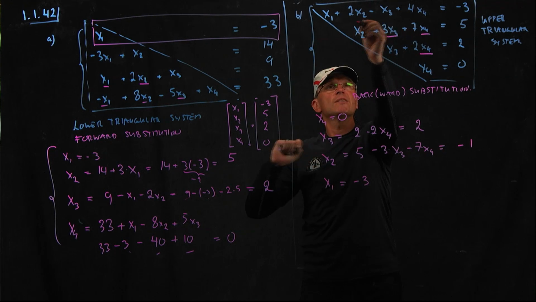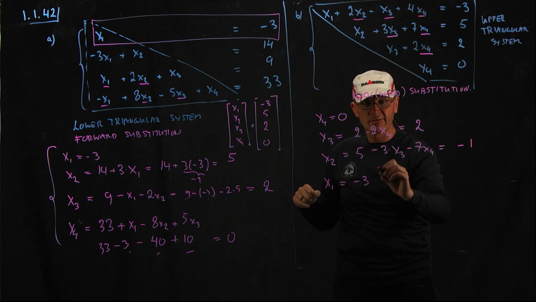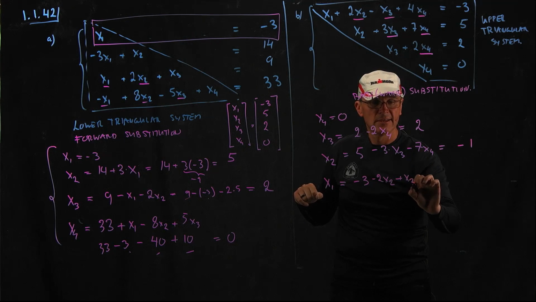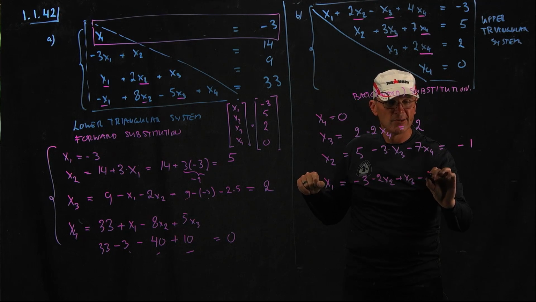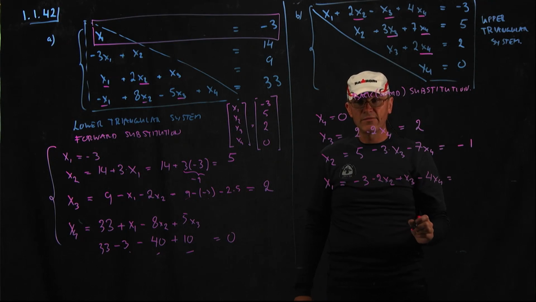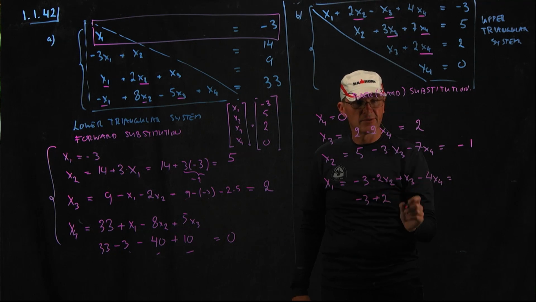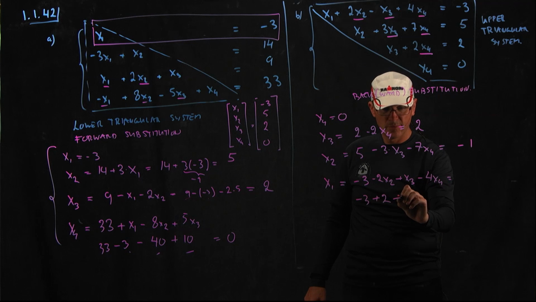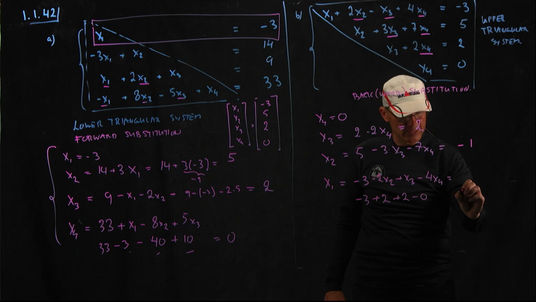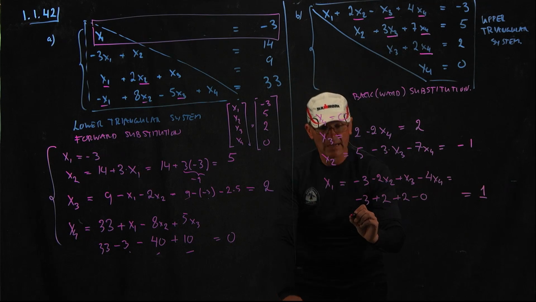So we're in the first equation. These are known, so we move into the right-hand side. So we have -3 minus 2x2 plus x3 minus 4x4. So we have -3 plus 2 plus 2 minus 0. Right, so that should come out to be 1.